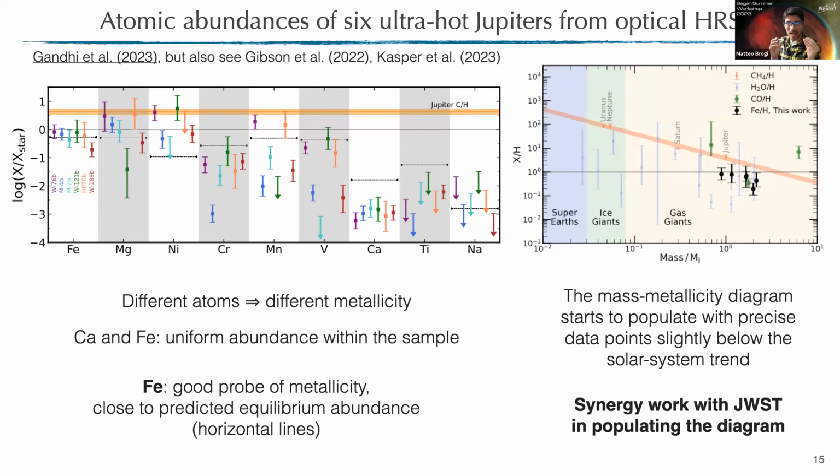Is really to tighten up the relation, if a relation exists. And this is really working well in synergy with JWST, because JWST should also deliver measurements with this precision consistently. So, you know, this is a clear synergy there.